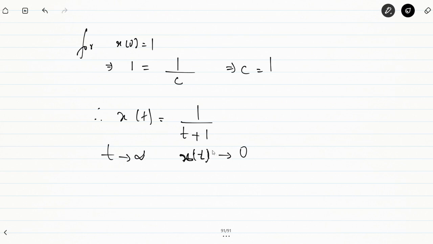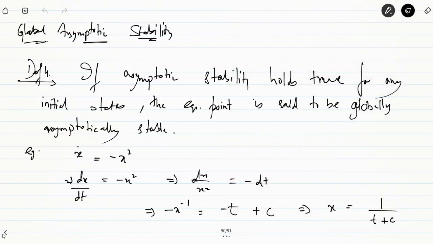So in this case, for x not equal to 1, if this is your equilibrium point of the system, for any initial condition, as t tends to infinity, the x(t) of the system will tend to 0. So you can say this system is globally asymptotic stable. So today what we have done is we have covered four basic definitions of nonlinear systems that are extended to nonlinear systems and how they are different from that of linear systems.